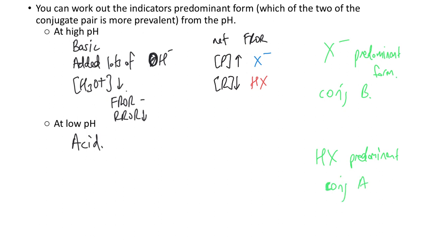Sometimes you have to work out which one is the conjugate acid and which one is the conjugate base. You have to pay attention to what color it is. It will tell you in the question, and you work that out, and then you work out what the predominant form is.